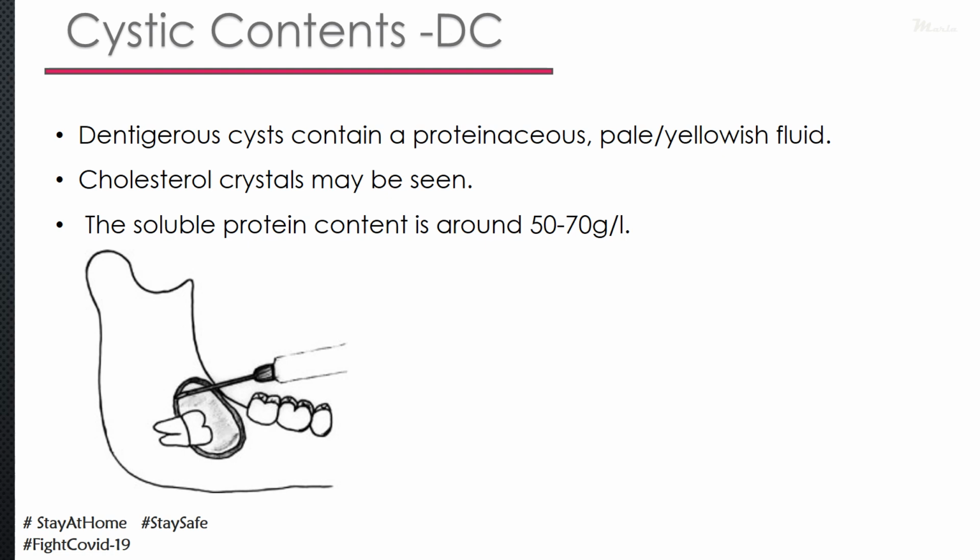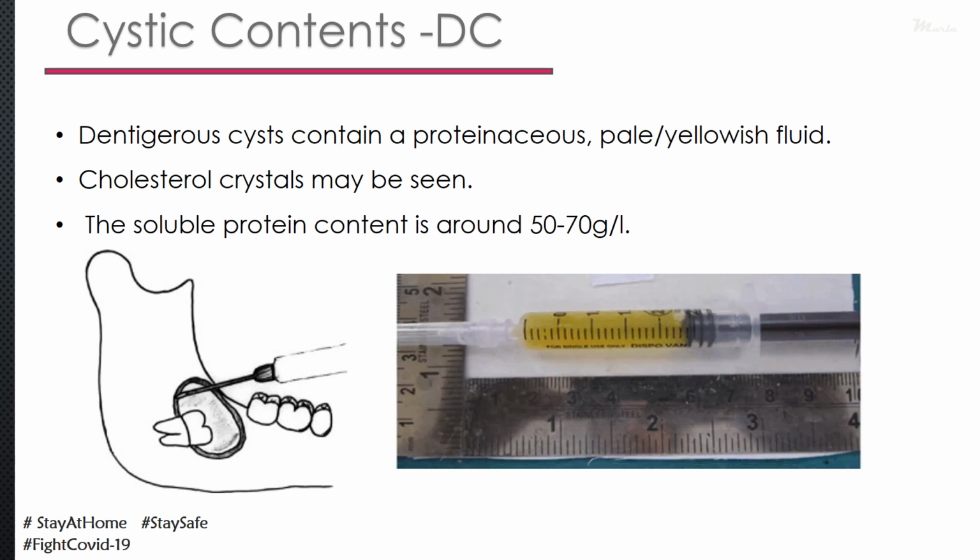Whenever a fine needle aspiration cytology is performed for a dentigerous cyst, the aspirate will reveal a proteinaceous, pale yellow colored fluid. Sometimes cholesterol crystals may also be seen, which are seen as shimmering particles in the aspirate. Based on biochemical analysis, it has been found that the protein content of this aspirate from within the dentigerous cyst is around 50 to 70 grams per liter. It should be noted that aspirate from a cyst should not be used as a diagnostic technique.